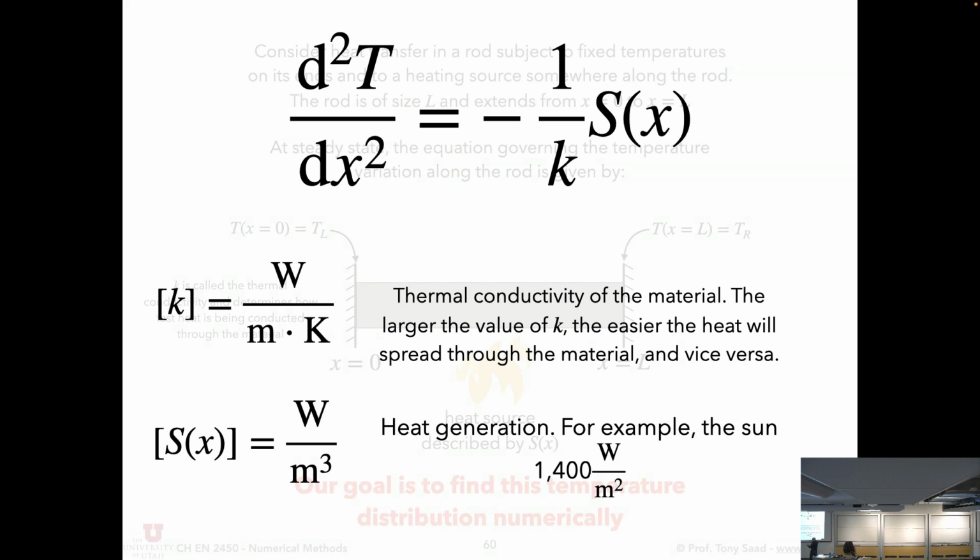The source term, S, has dimensions of energy per cubic meter, per length cubed, or watt per cubic meter. So volumetric heat generation. Now, the best analogy for this is the solar heat flux. You're out standing in the sun midday. You start getting, oh my gosh, so hot, right? You're being exposed to about 1,400 watts per square meter. So if your surface area is about 1.5 square meters, or 1 square meter, you're being exposed to 1,400 watts from the sun. So just to get a feeling of what this S means.